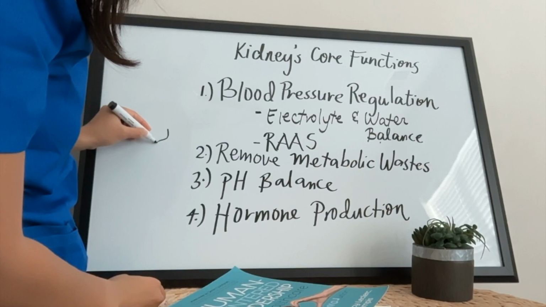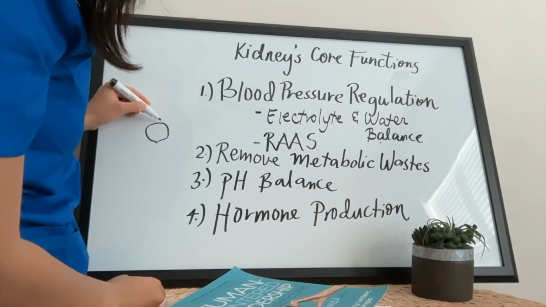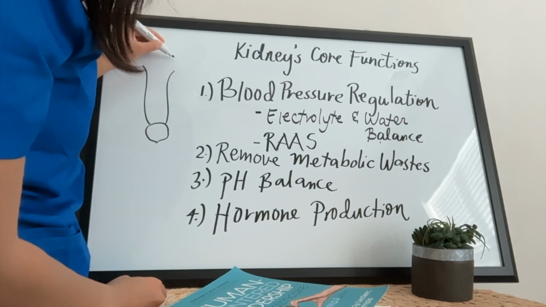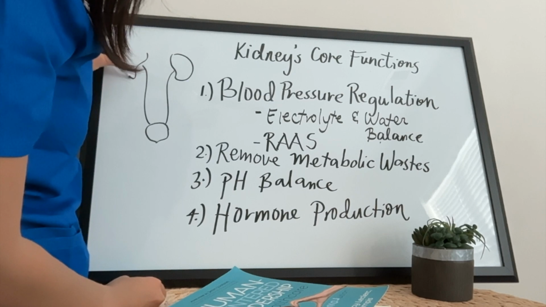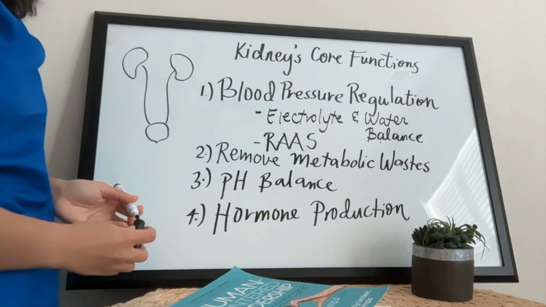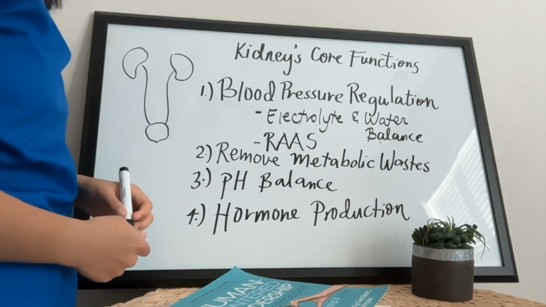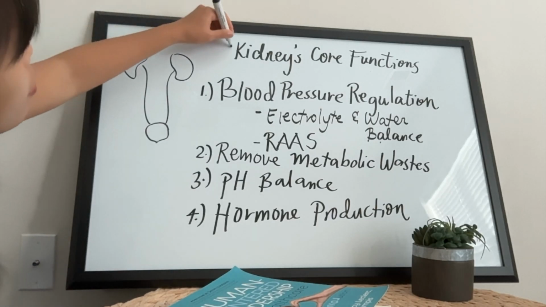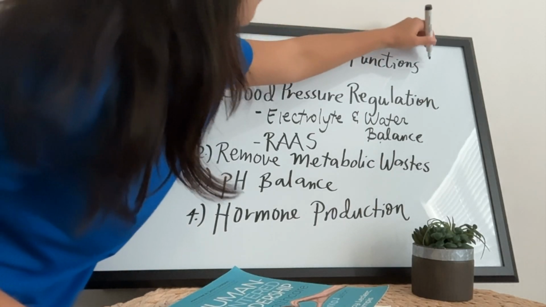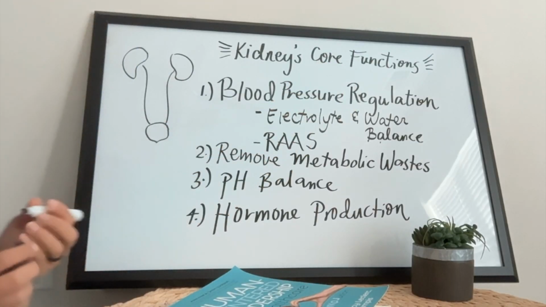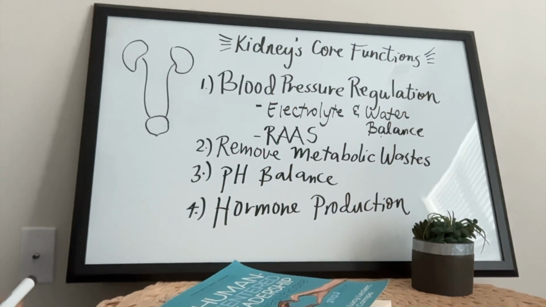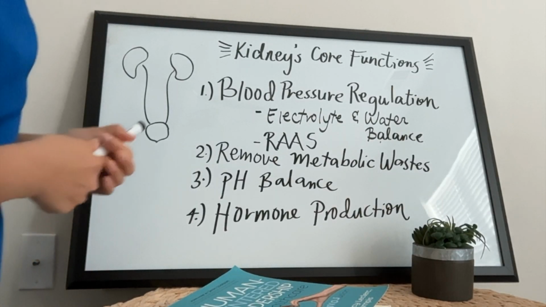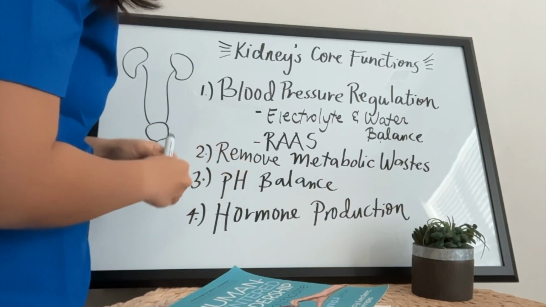To summarize, the kidney's core functions are blood pressure regulation through electrolyte and water balance and the system called RAS. The second one is to remove metabolic wastes such as urea, creatinine, or any other excess electrolytes, toxins, or drugs. The third one is pH balance by removing any excess acids or alkali from the body. And the last one is hormone production, such as producing hormones like renin, EPO, and calcitriol.